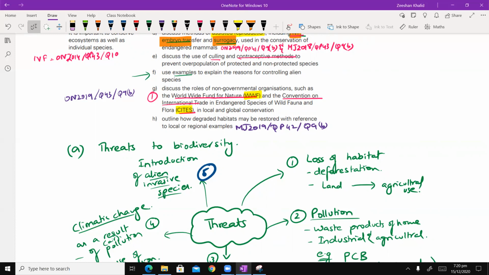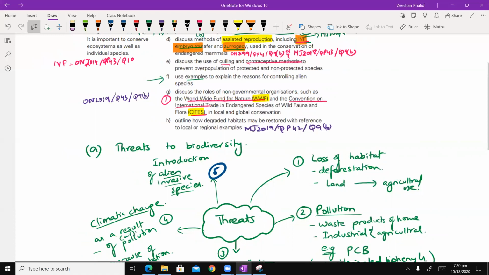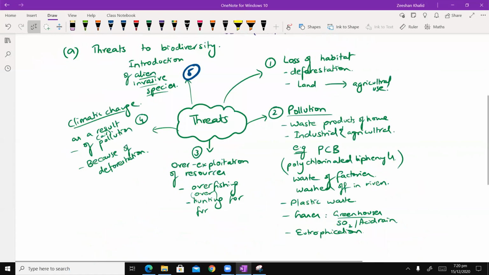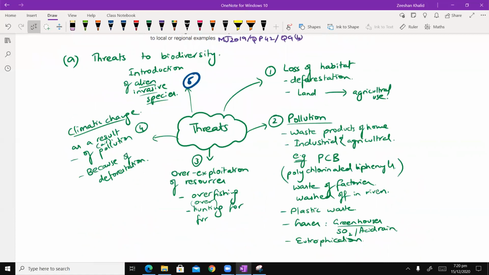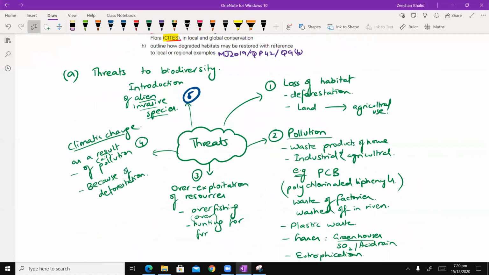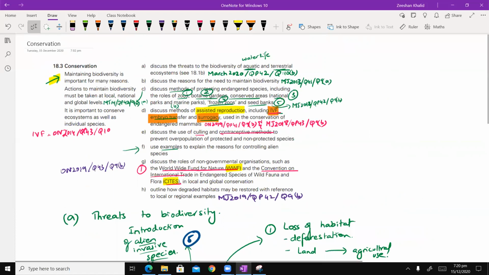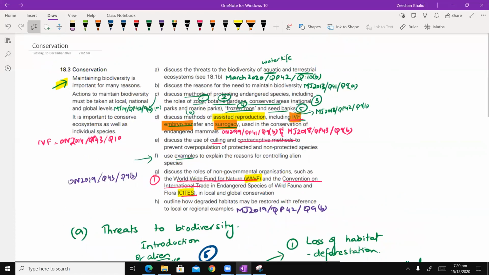It basically invades the species, the ecosystem, and it dominates in a sense that it's actually detrimental for the entire ecosystem, therefore becoming a threat to biodiversity. These are the five ways in which biodiversity is under threat. Now let's quickly go to the paper.